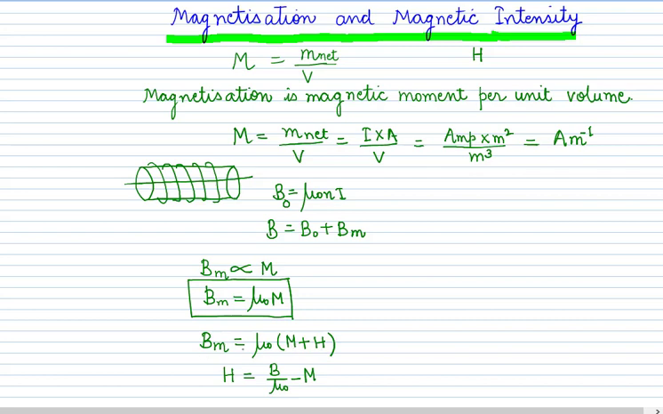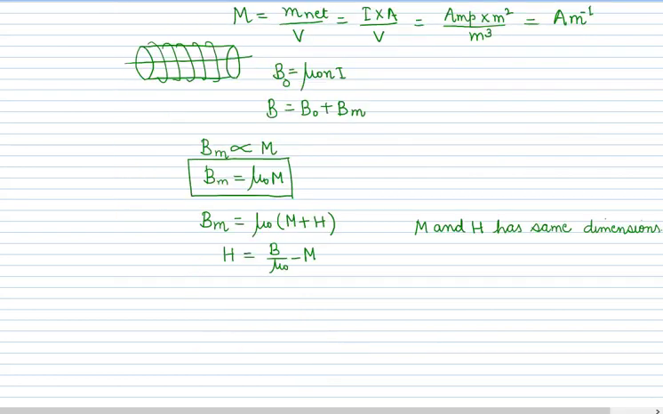So from here you can see that if you equate the units of both sides, then here is the magnetic field, and here is the magnetization, and this is the magnetic field intensity. So these two are in addition. That means the units of magnetic field intensity should be similar to that of magnetization. So we can say that the magnetization M and magnetic field intensity H have the same dimensions. Now, what is the relation between this magnetization and magnetic field intensity? Let us find out.